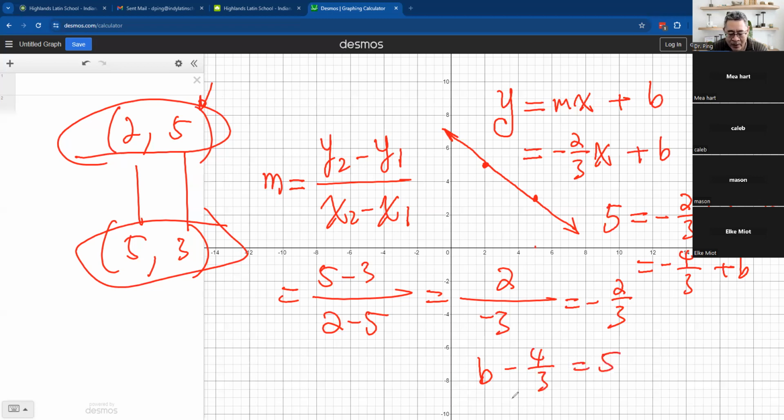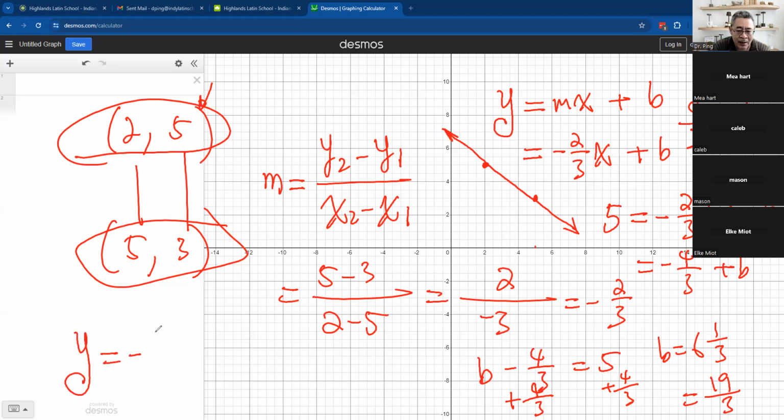Now, this is simply a linear equation. You can add that to both sides. So b will be, 4 over 3 is 1 and 1/3. So it will be 6 and 1/3. Or we can write it as 19 over 3. So both ways are okay. Then the function we have is y equals negative 2/3 x plus 19 over 3.